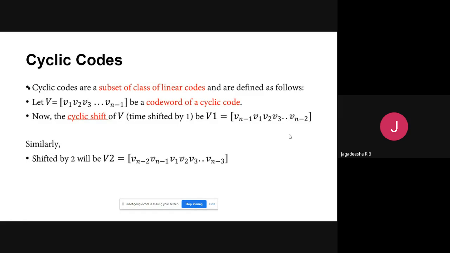So that is V2. Initially we had V, we shifted it by 1 position, we called it V1, and again we shifted it to the right by 1 more position, and now it is called V2. Similarly, we can keep shifting it, V3, V4. That means we'll be shifting by so many bit positions. So when we shift it, what happens? That we will see in the next slide.